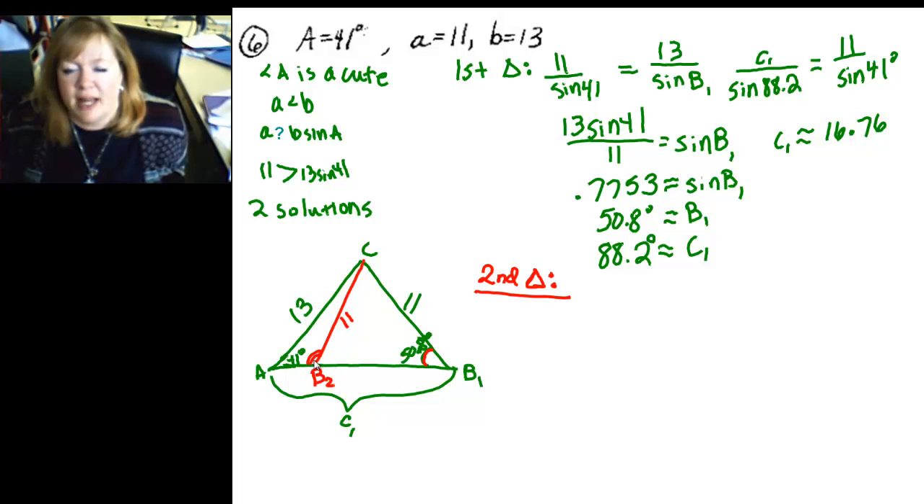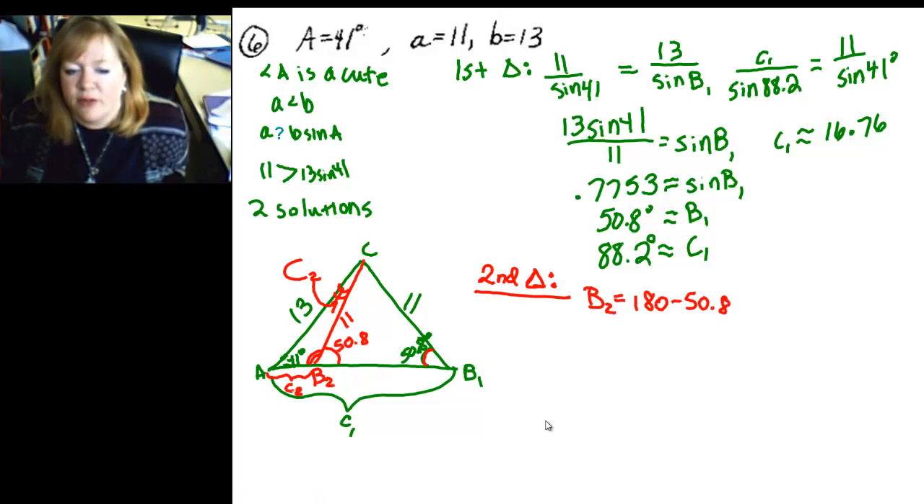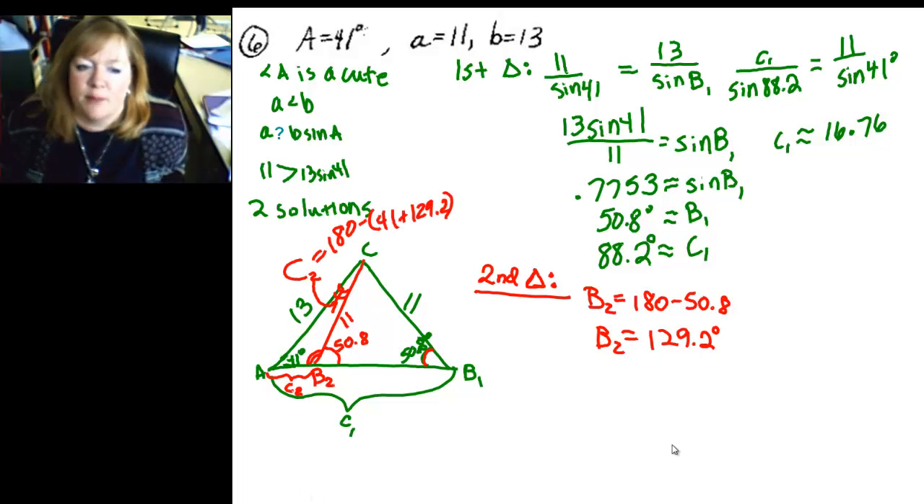So to get the second possibility for B, I would subtract it from 180. So I'm going to take 180 minus 50.8. And this would be my second possibility for B, and lead to my second possibility for the length of little c. So if we do that, B2 is 129.2. So this is our second possibility.